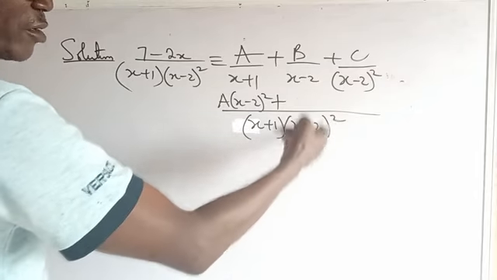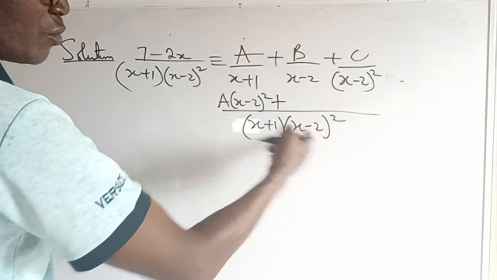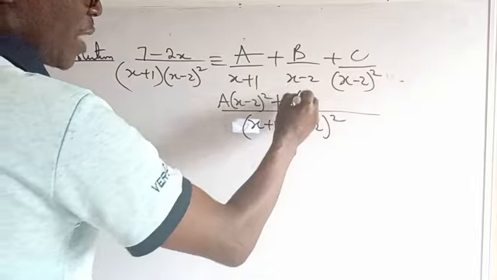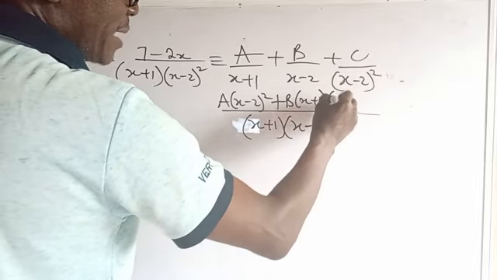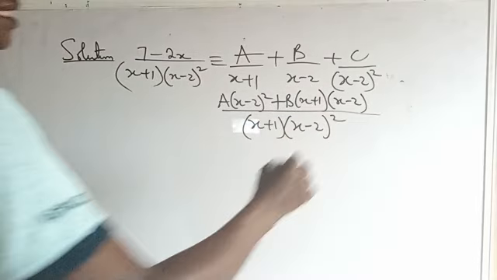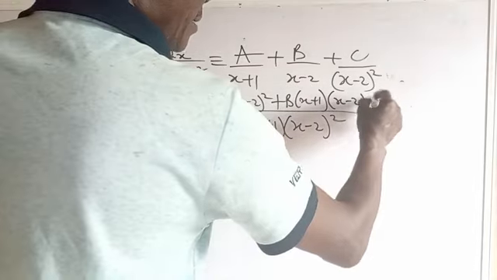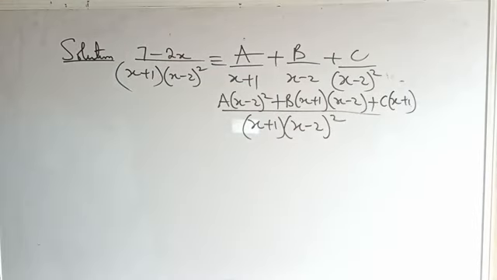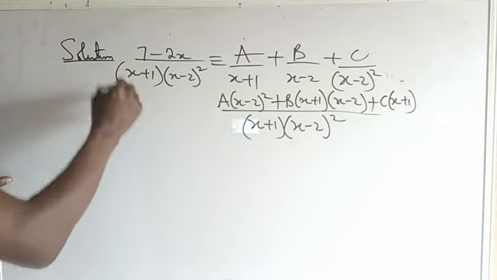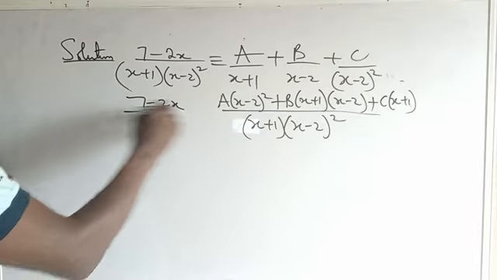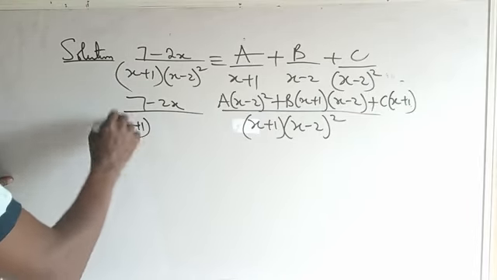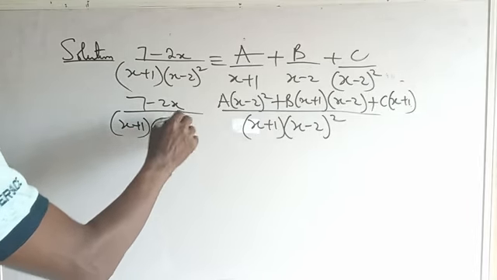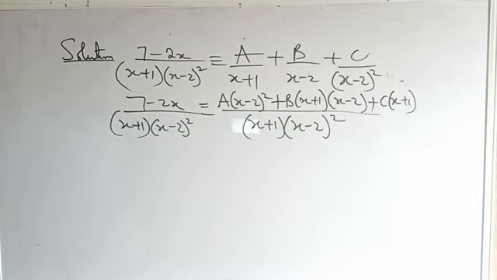1 is taken out of it. So it remains x minus 2. So you have B into x plus 1, x minus 2. Now for the last one there, this one cancelling this, you have x plus 1 left, multiplied by what? C into x plus 1. Okay. Now don't forget, we have 7 minus 2x all over x plus 1 into x minus 2 all squared is equivalent to that.